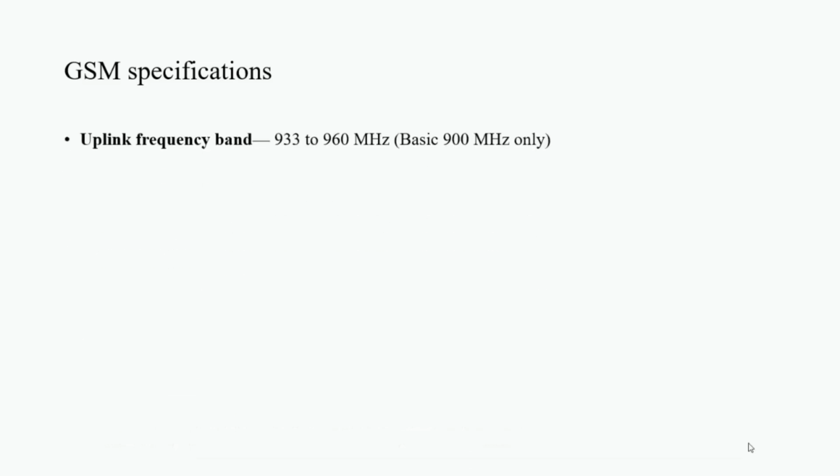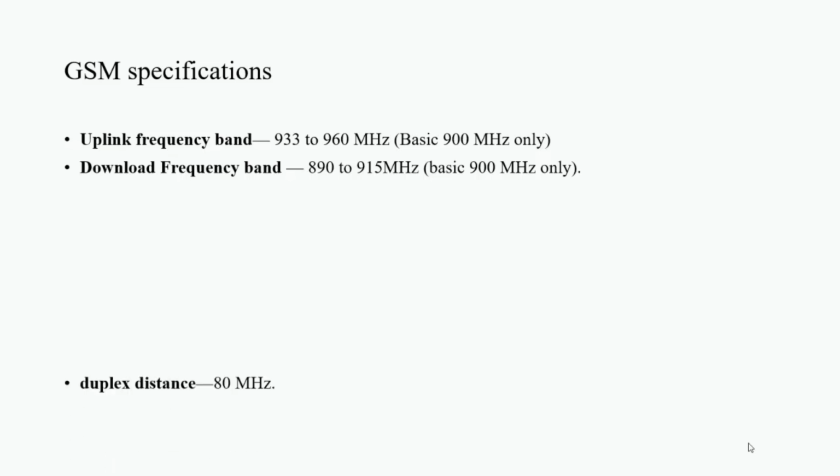The uplink frequency range specified for GSM is 933 to 960 MHz, basic 900 MHz band only. The downlink frequency is 890 to 915 MHz, basic 900 MHz band only. Whereas in AMPS, total bandwidth available to us is 50 MHz. Next is duplex distance in GSM. Duplex distance in GSM is 80 MHz.